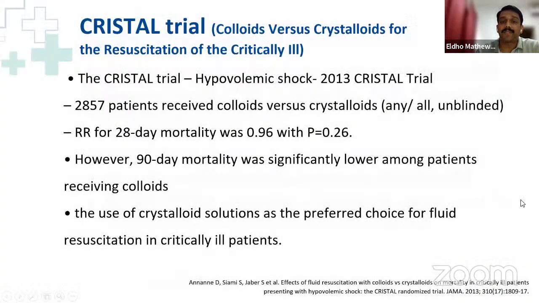Coming to another trial, conducted in 2013, the CRISTAL trial, which compared crystalloids and colloids. There was no difference in 28-day mortality. However, 90-day mortality was significantly lower among those receiving colloids. The use of colloid solutions may be a preferred choice for fluid resuscitation in critical patients, though this trial needs further evaluation. So as per our knowledge, crystalloid solutions and colloids have the same effect on fluid resuscitation.